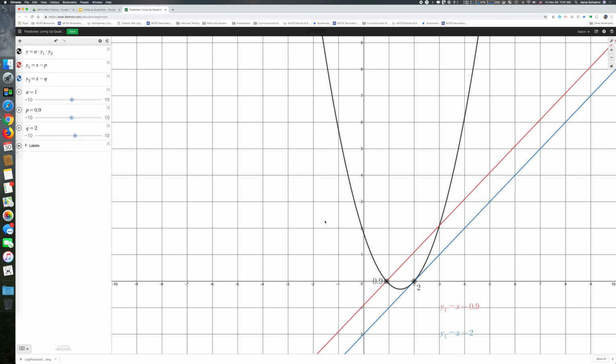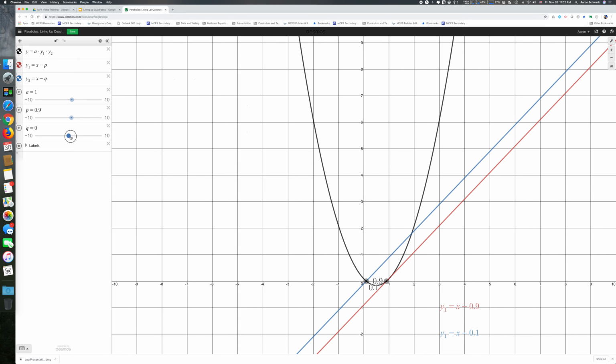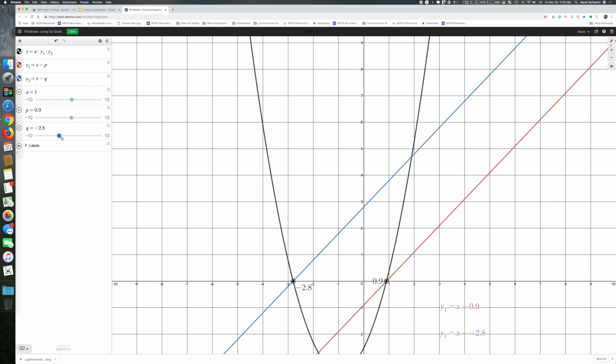Let's keep exploring. This time let's change q. Again, no matter where I move p and no matter where I move q, the two linear functions have the same x-intercept as the quadratic function. This is particularly important as groundwork for why the zero product property works. When we think about the zero product property, we can see that when we break it up into the two linear factors, we can treat either one as 0 to determine the x-intercepts.